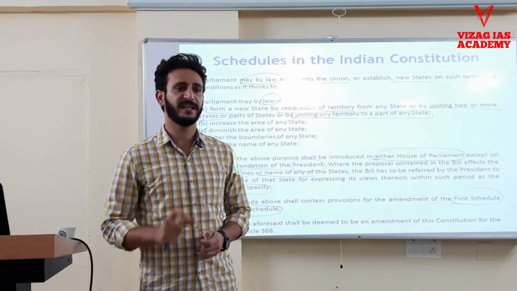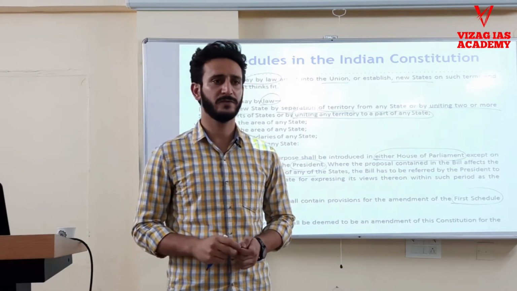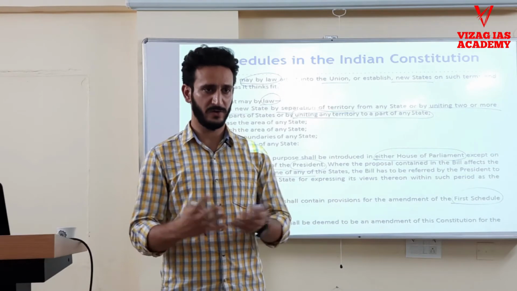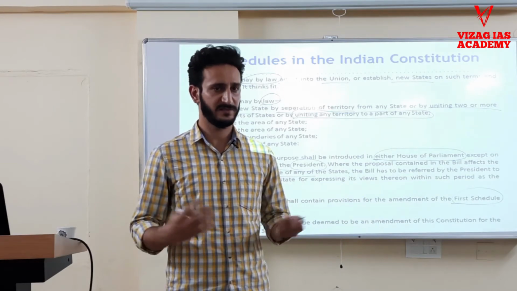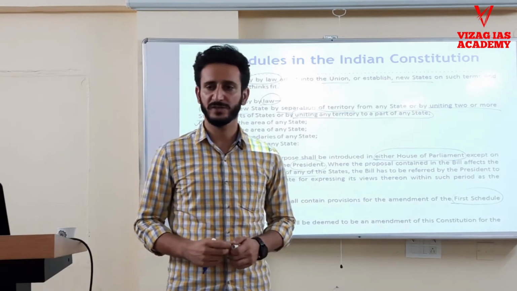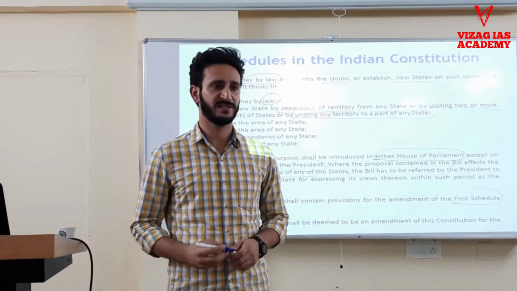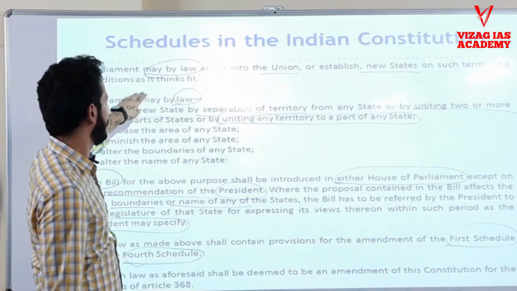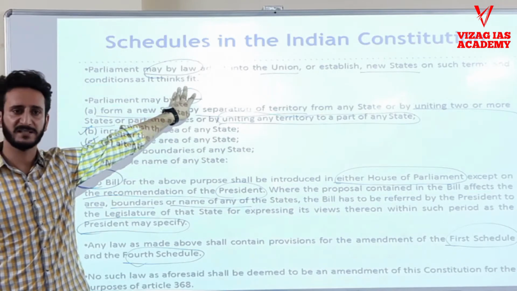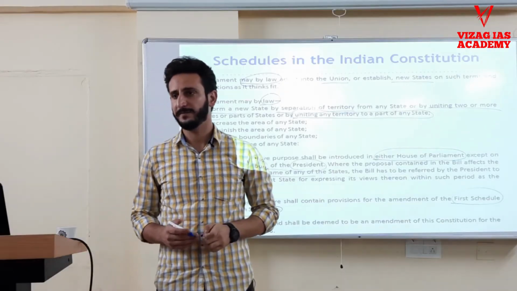But that change has been brought in Schedule 1 and Schedule 4. What's Schedule 4? Allocation of seats in Rajya Sabha. That will also change because area is now changing, population is changing, seat allocation will also change. So we did make changes to the constitution, but not through the process mentioned in Article 368. We just need to create a law. Our parliament just passes an act saying that now such and such changes have been made.